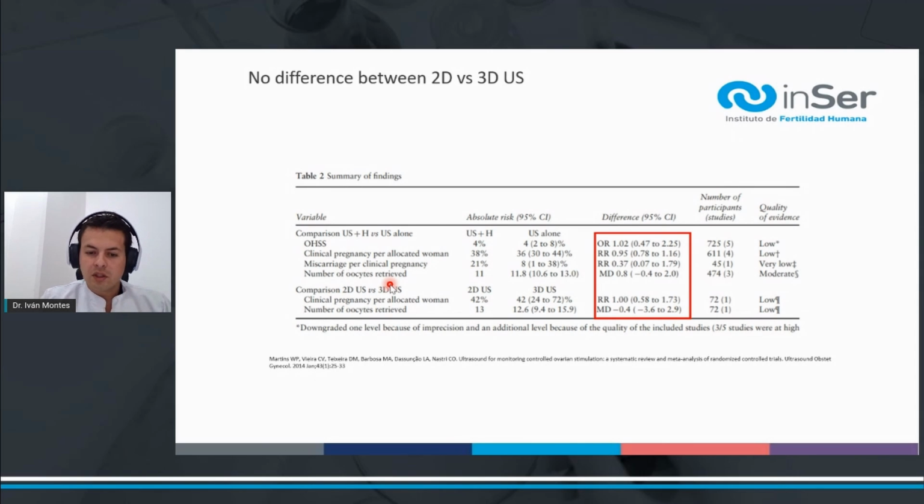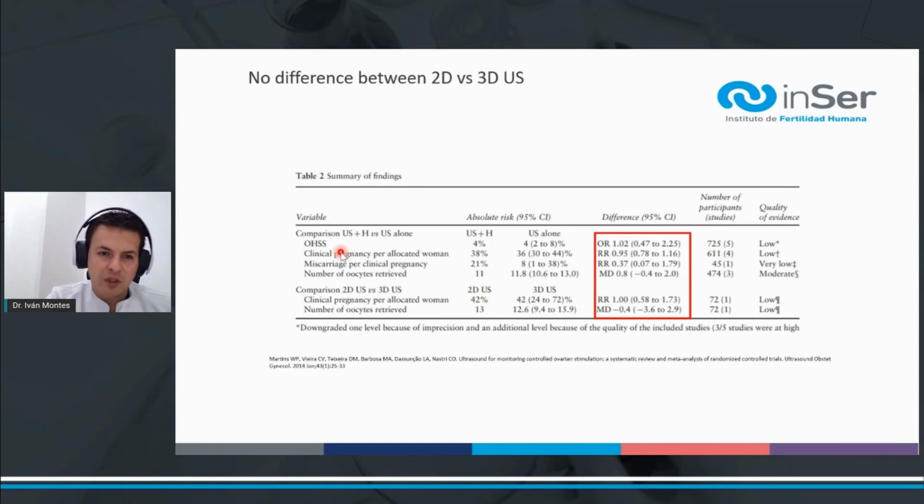There are other questions when you do the ultrasound, such as whether it is necessary to measure the follicles in 2 dimensions or 3 dimensions, and whether it is necessary to rely on ultrasound, or whether serum estradiol may be a better determinant of the risk of ovarian hyperstimulation syndrome. As this study carried out by Martin et al. shows, there is no difference in performing ultrasound follow-up versus ultrasound follow-up plus hormonal study.